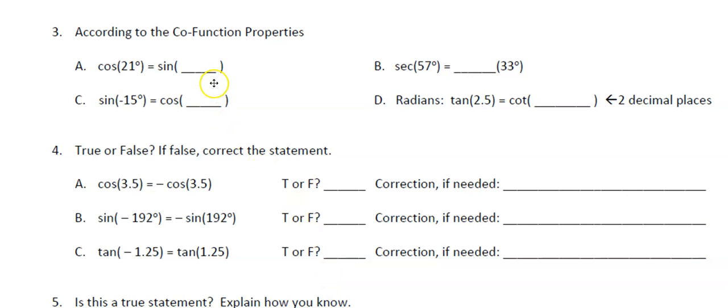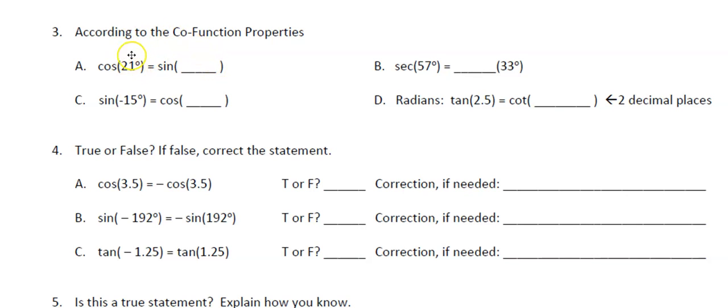Okay, so let's look at our cofunction properties. Recall that in a cofunction property, we found that if two functions are cofunctions, the two functions are equal to each other if their arguments are complementary angles.